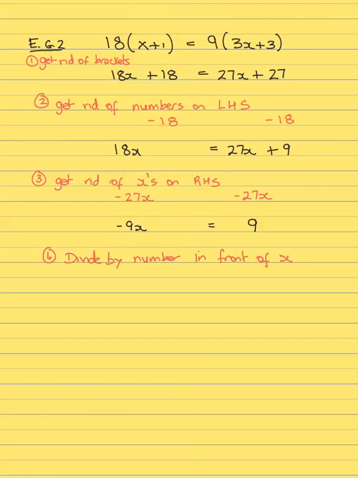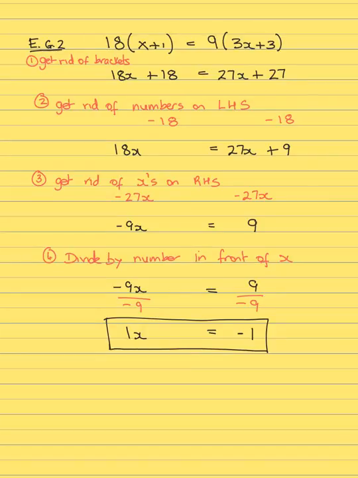And in this case it's minus 9. We'll have minus 9x divided by minus 9, and we'll have 9 divided by minus 9. Minus 9 divided by minus 9 is 1. That means we have 1x. 9 divided by minus 9 is minus 1. So our answer is 1x equals minus 1.